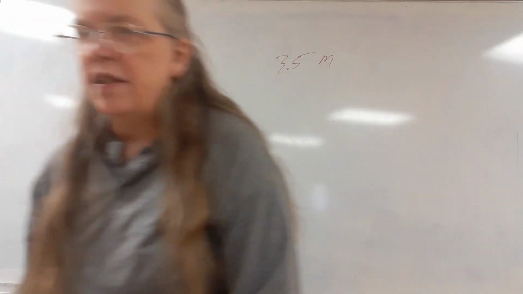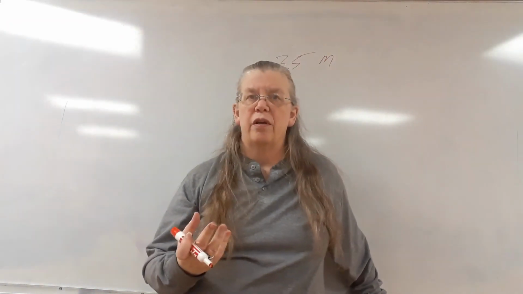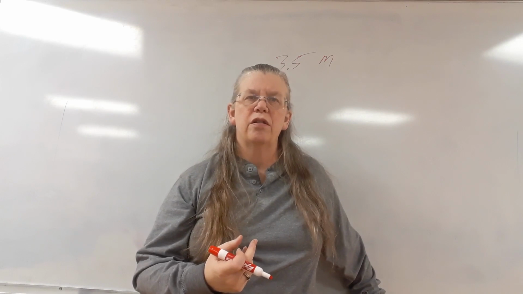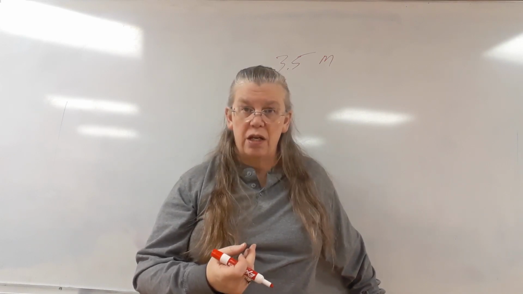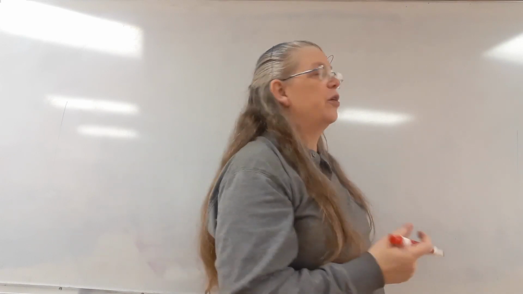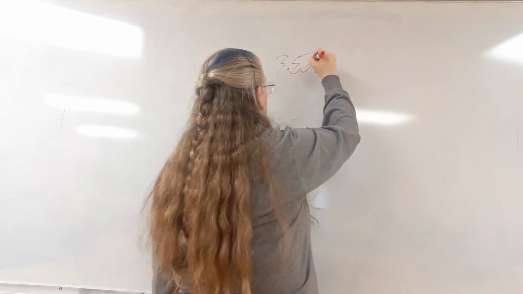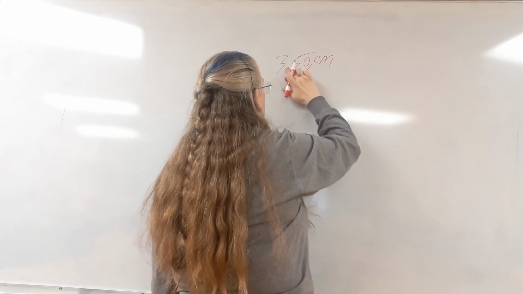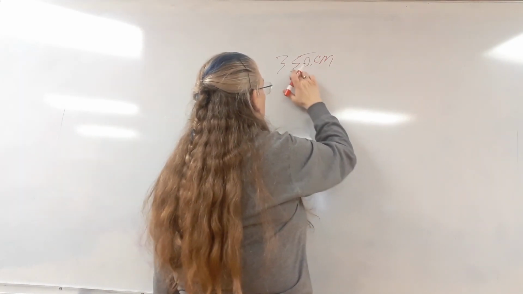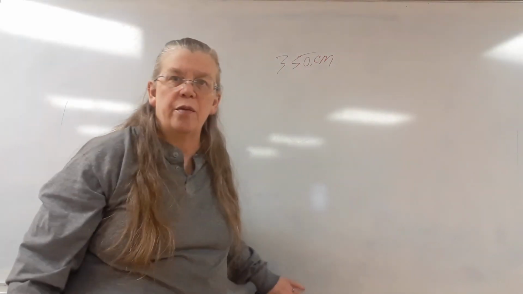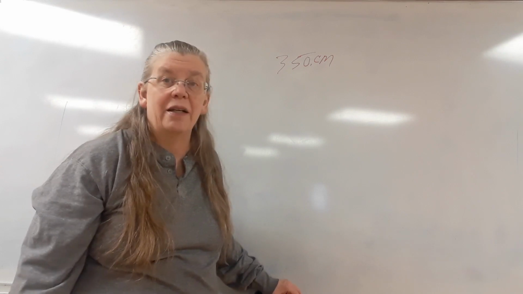Okay. Centi means 100. A century is 100 years. A cent is 1/100th of a dollar. So to get from meters to centimeters, we multiply by 100, which is just moving the decimal 2 places. 350 centimeters. That's the end of that one.